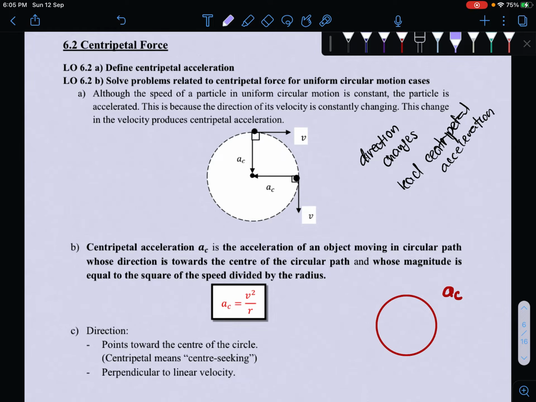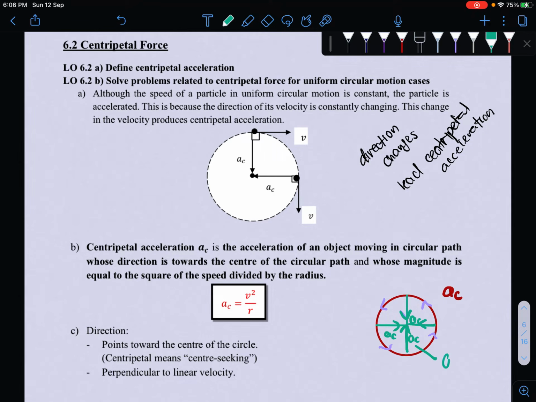So the direction of a_c is always towards the center of the circular path. As we can see, this is my circle here. Let's say it is moving in this anti-clockwise direction. Therefore, the direction of my a_c is always towards the center of the circle. This is the center of the circle. This is my direction of a_c here. I'm going to use green color to differentiate. So a_c is always towards the center of the circle. Direction of centripetal acceleration is always towards the center of the circle.